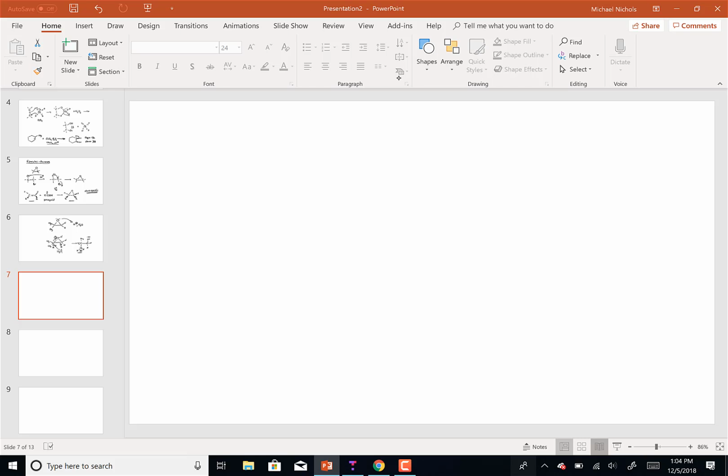Okay, the AntiMarkovnikov Addition of HBr. So if we're going to take an alkene and we're going to add HBr and peroxide to it, that's going to change the regiochemistry of the reaction. So we know that we're going to be adding H and a Br. We know we're going to be adding AntiMarkovnikov. And then the question is, what's the stereochemistry of this reaction going to be?